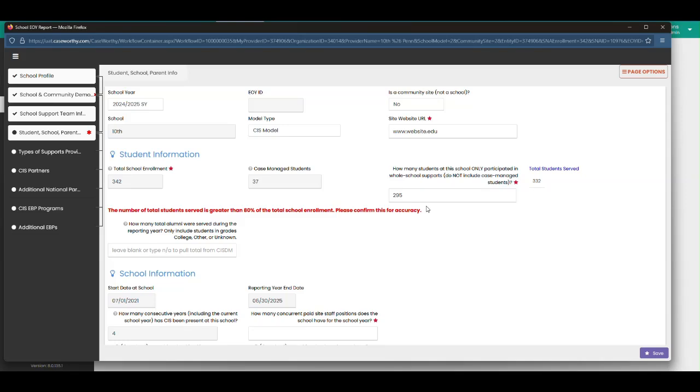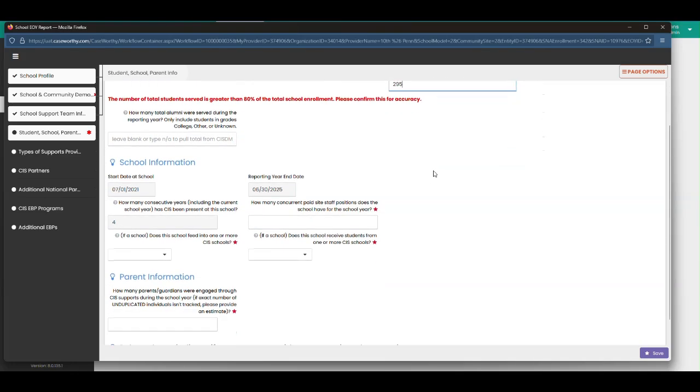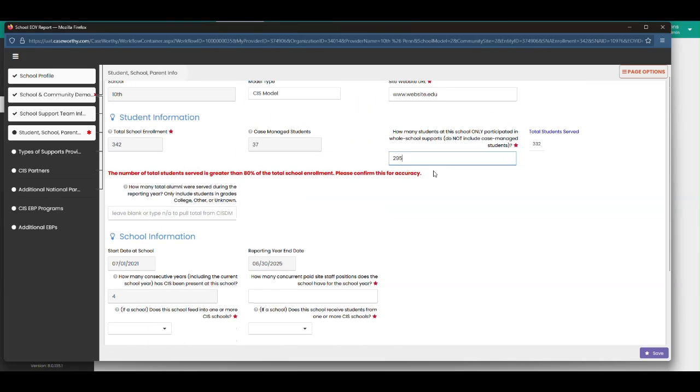Okay. So this is probably going to be the most labor intensive number that you have to put in, is to figure out how many students at this school participate in your tier 1s outside of your case management number. So that's there. I'm going to run through the rest of the page and then I'll open up for questions.